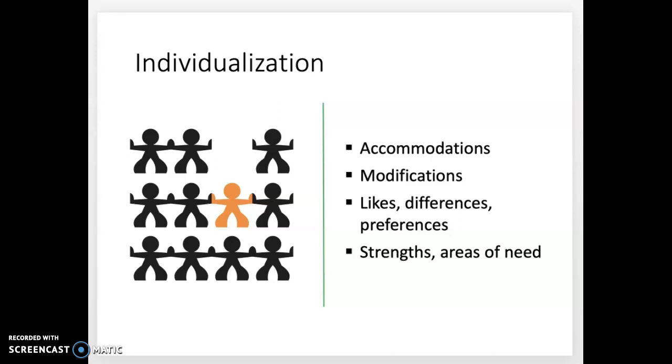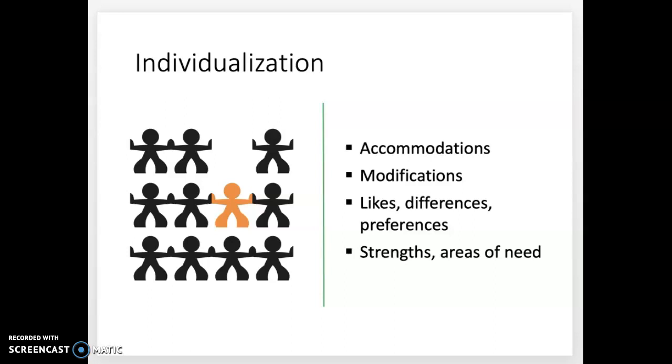So a modification is something you do to the curriculum. Instead of reading a full chapter, you read certain pages within the chapter. So accommodations and modifications, whether or not a child has an IEP, can be appropriate for students in the classroom. How do you build upon the likes, differences, and preferences of your students?